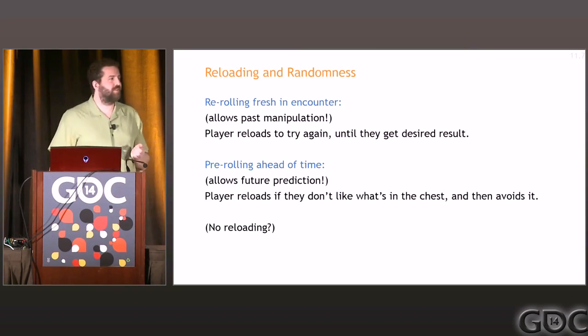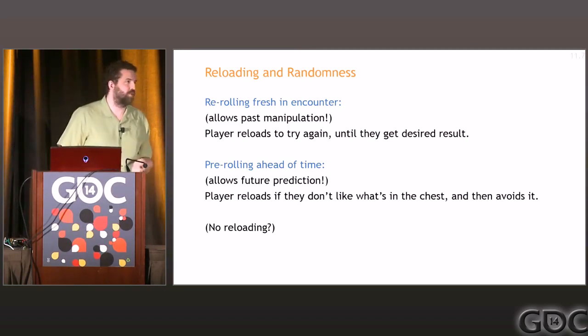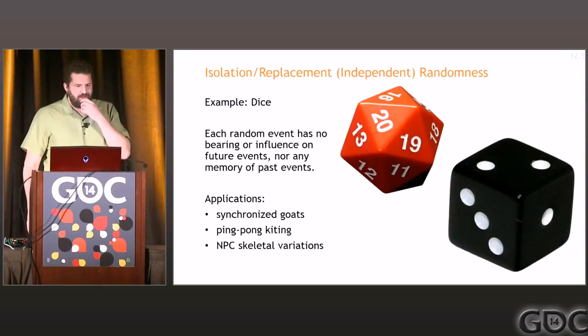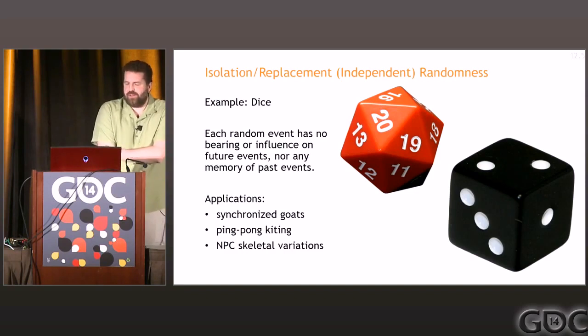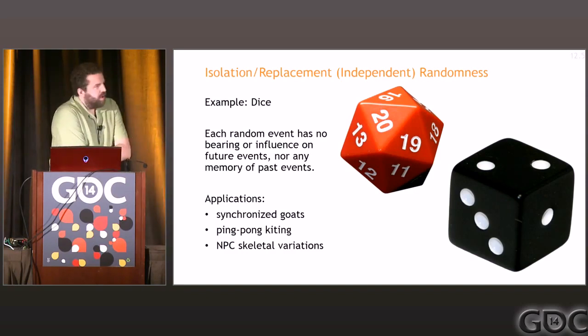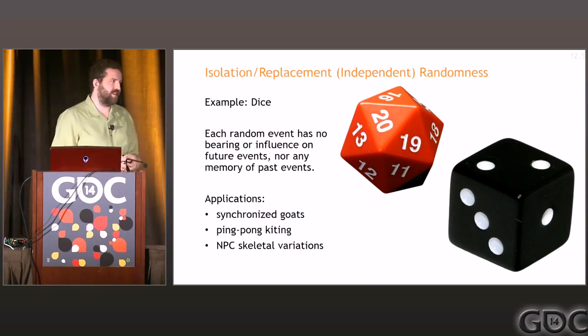And the only games that really don't suffer from this problem are ones that don't permit reloading, like permadeath, save and quit games. All right, so let's talk about different kinds of randomness, and we'll get into some code and math here. One of the most common types is independent or isolation or replacement randomness. And this is like coins and dice, right?